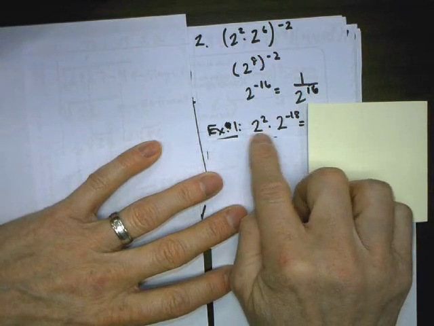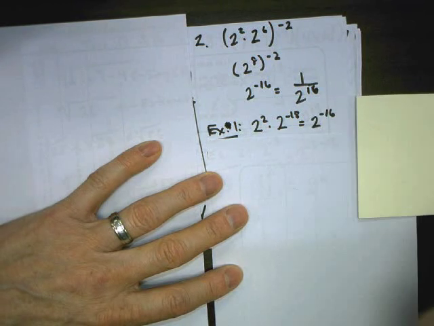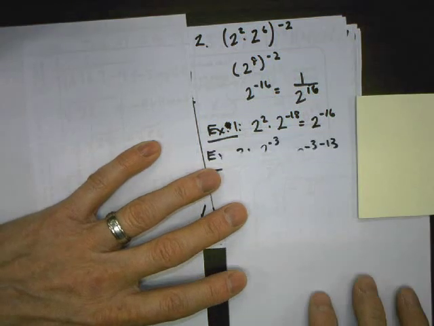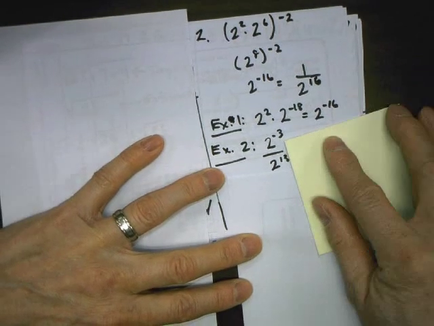Expression 1, I have a power times a power. Copy the base and add the exponents. 2 plus negative 18 is negative 16. That's the same. Number 2, I have a division problem, but I'm dividing powers with the same base.